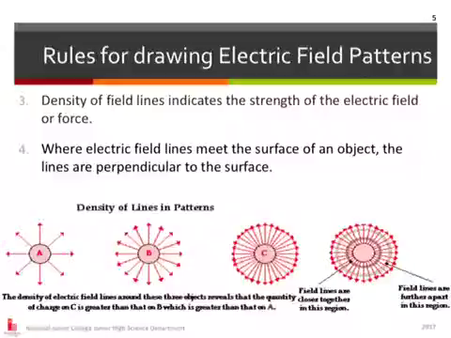3. The density of the field lines indicates the strength of the electric field. Electric field lines are most dense around objects with the greatest amount of charge. Number 4. Where electric field lines meet the surface of an object, the lines are perpendicular to the surface.